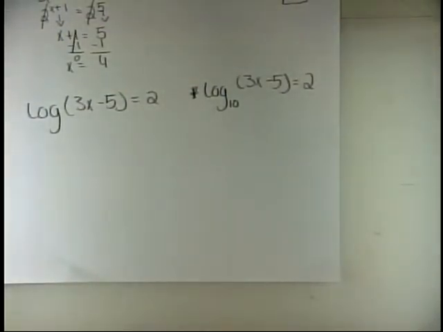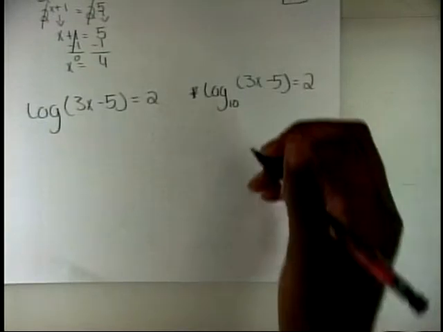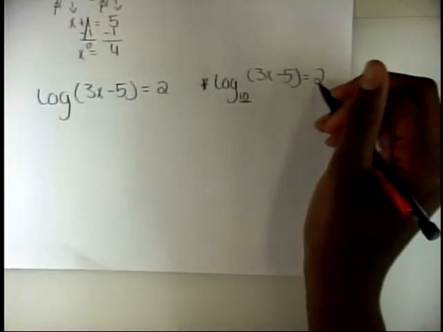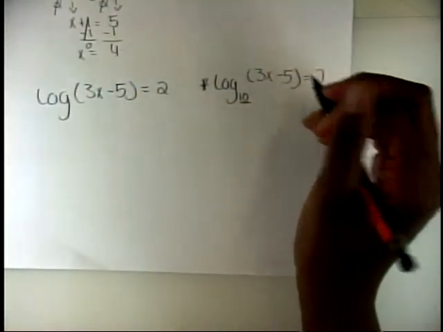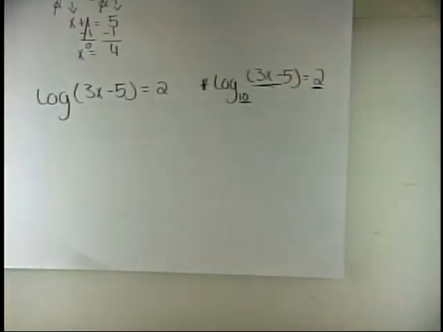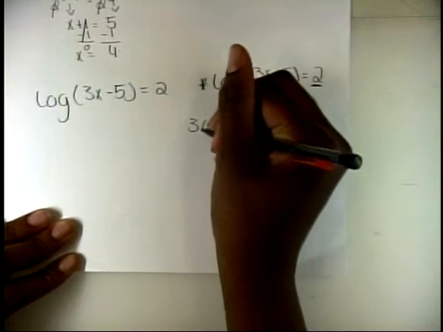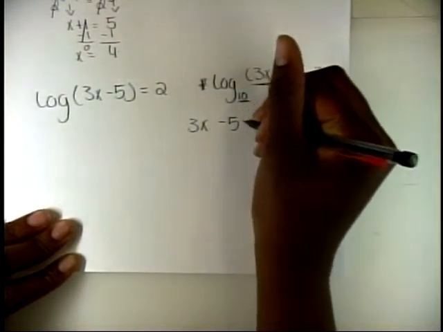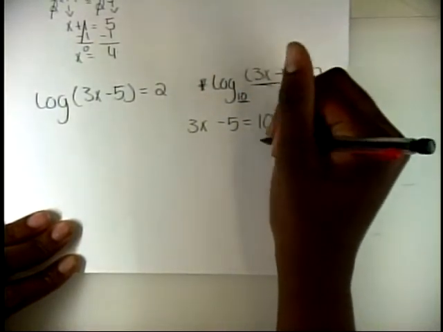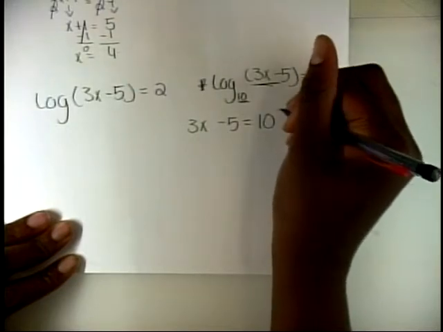With log equations, this is our base, this is our exponent, and this is our formula. So as we rewrite it, we will say 3x minus 5 equals 10 squared.